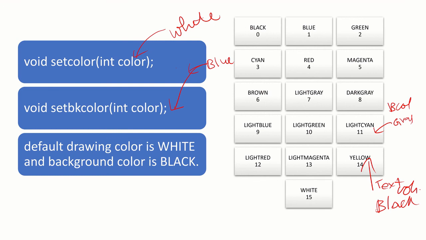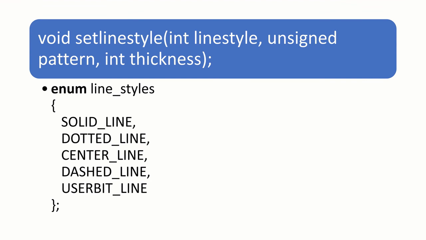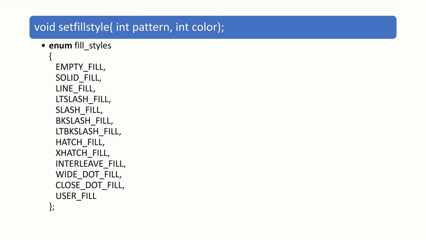So you have 16 colors, 0 to 15, from black to white. You can either use these integer values or you can use the color codes directly. These are the line styles available: solid line, dotted line, center line, dashed line and user bit line. You can also set the line style by using the set line style method, and you can mention the thickness also. Set fill style has these values. You can use any of these constants, enumerated values, to fill your ellipse or your polygon with the given fill style.